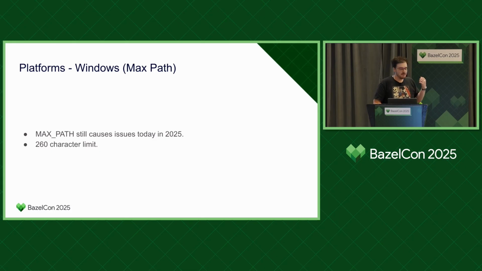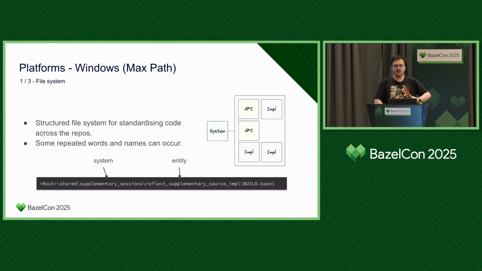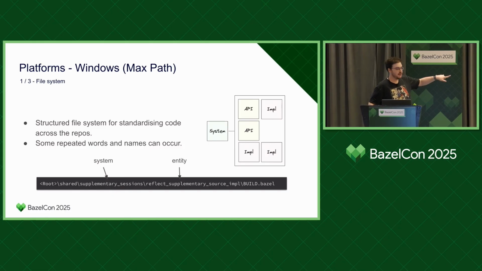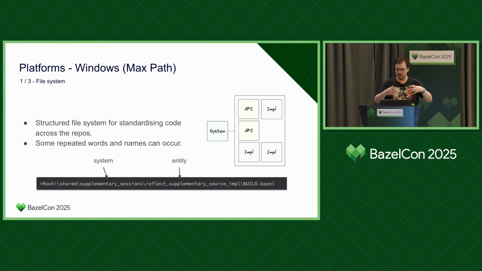So it isn't as straightforward as that. But we did hit 260 characters more regularly during this migration. And it comes down to three major factors. We have a very structured file system at Spotify. We want things to be like, here's a system, it's composed of entities like APIs and implementations, and those are reflected in the file system as well. But what we found is that oftentimes the names of these parts of directories can get repeated. The length is real, but I have changed the words. But supplementary sessions, you get supplementary again, because people like to alliterate or repeat these words.